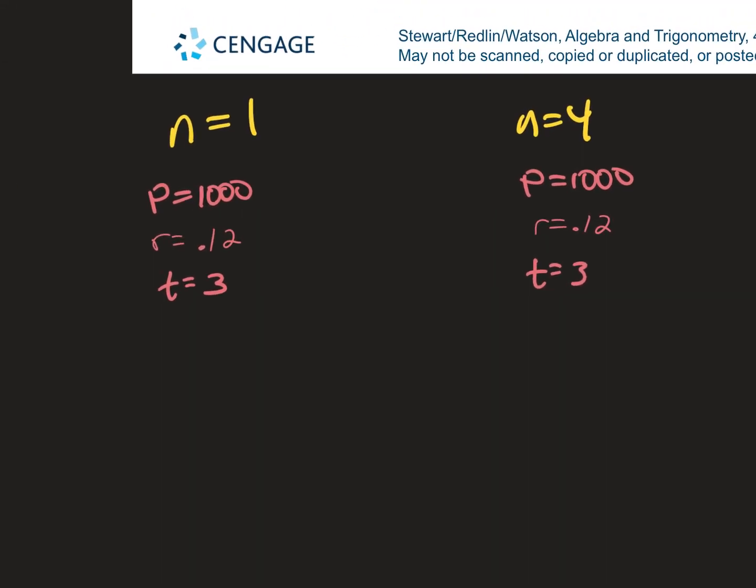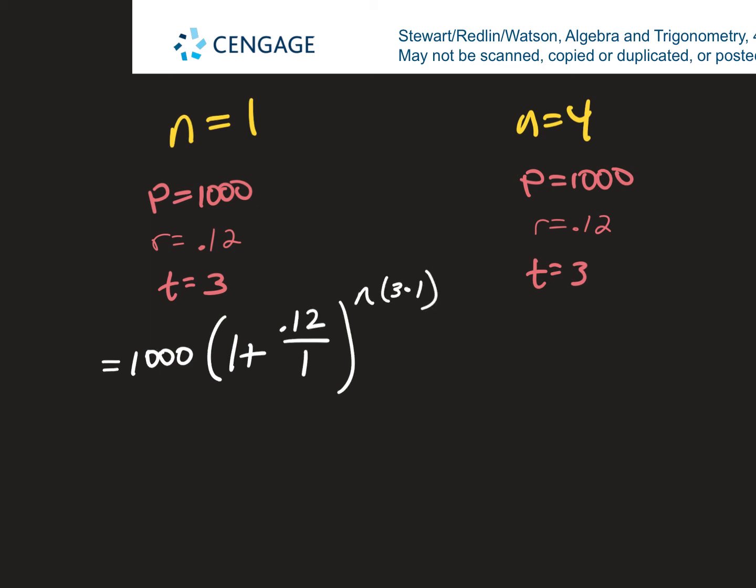I'm going to talk to you about some things. The initial amount you put in is $1,000. We have our 1,000. Then I have 1 plus what? 0.12, good. Divided by, what's my n in this case? 1. And I'm raising that to the 3 times 1, right?